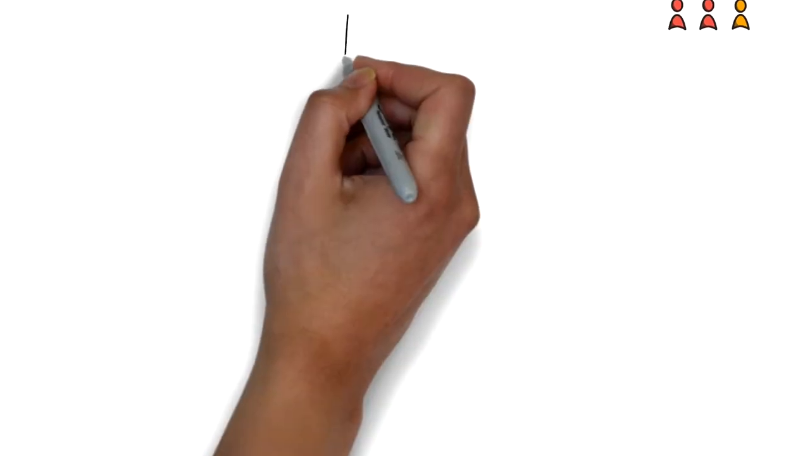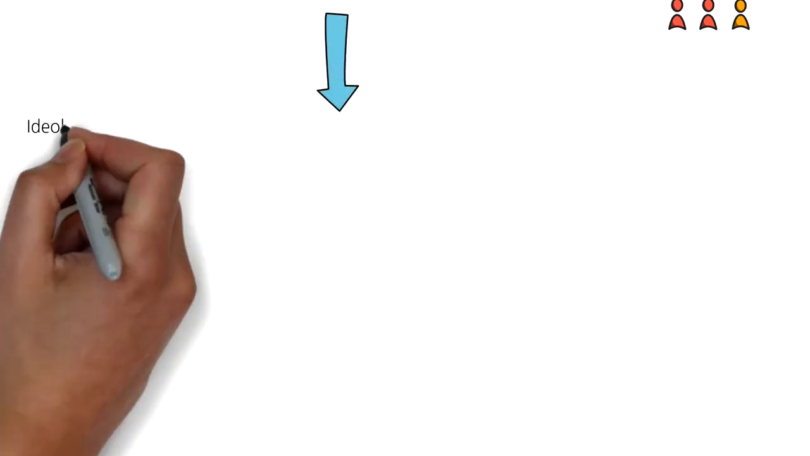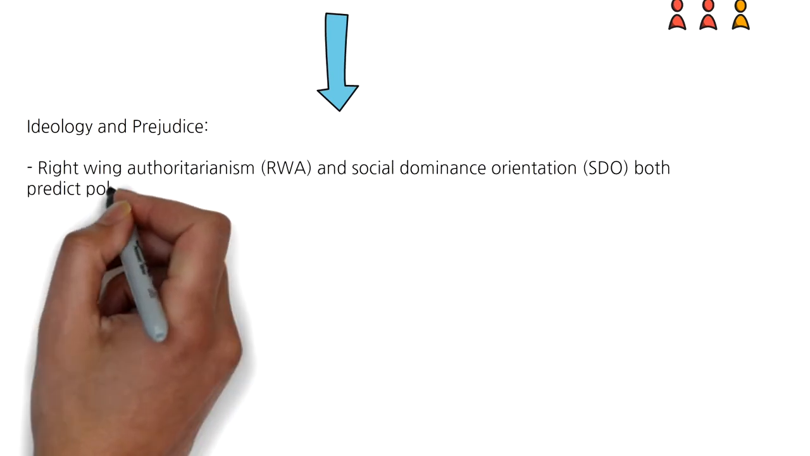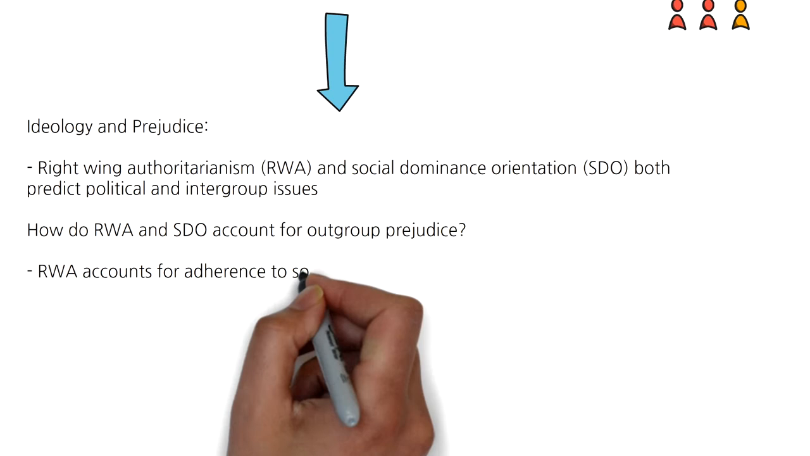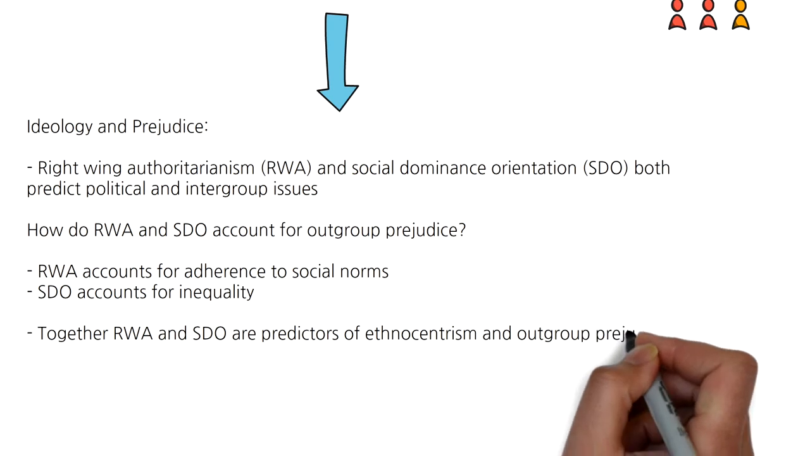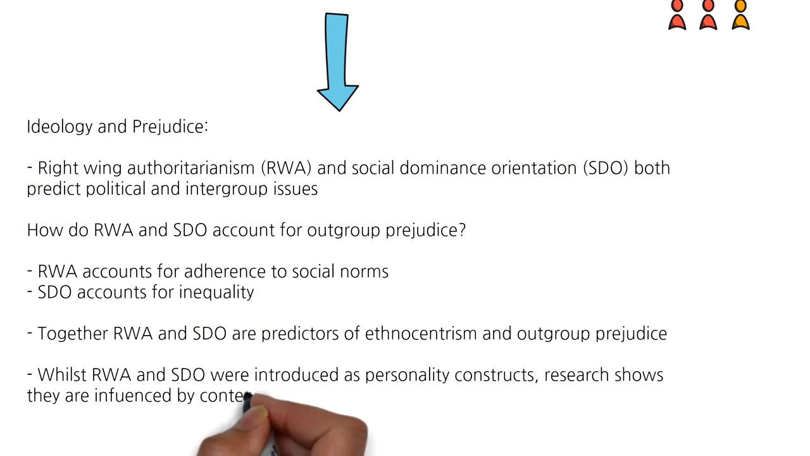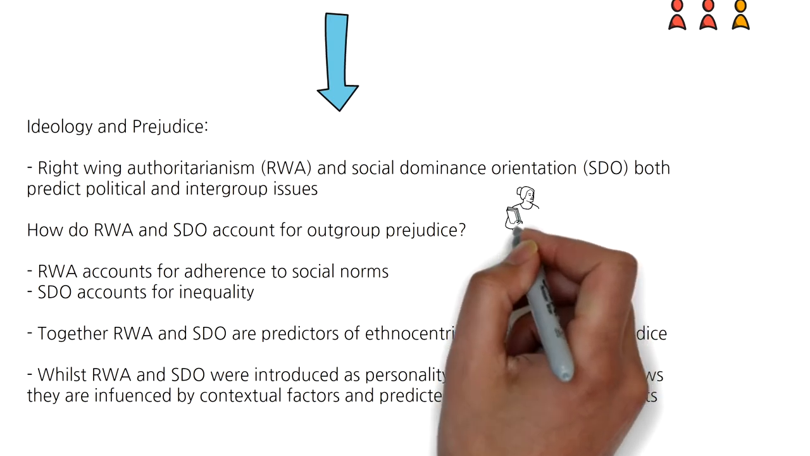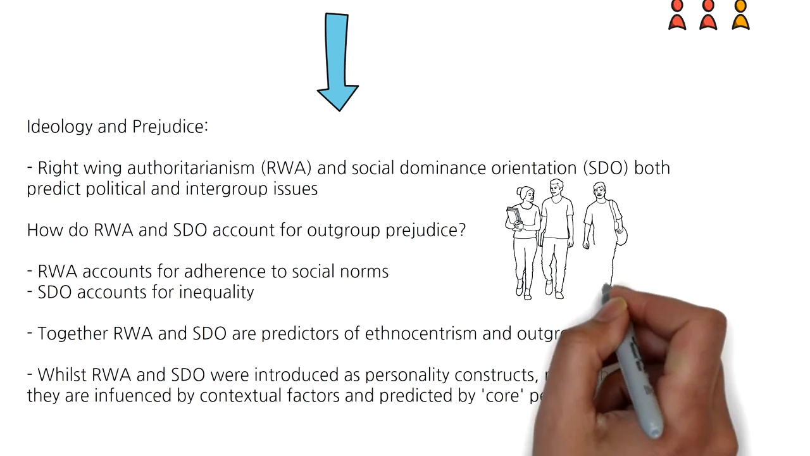Let's now move on to look at how SDO and RWA influence ideology and prejudice. It is believed within psychology that RWA and SDO both predict a range of criterion variables related to political and intergroup issues. The two variables account for a different aspect in outgroup prejudice. So adherence to social norms can be linked to right-wing authoritarianism, whereas preference for inequality can be linked to social dominance orientation. Both RWA and SDO are complementary predictors of ethnocentrism and outgroup prejudice. The two together produce a correlation considerably higher than either alone.